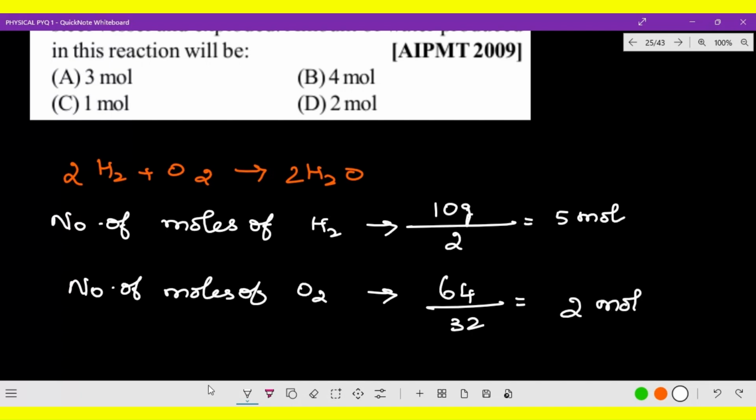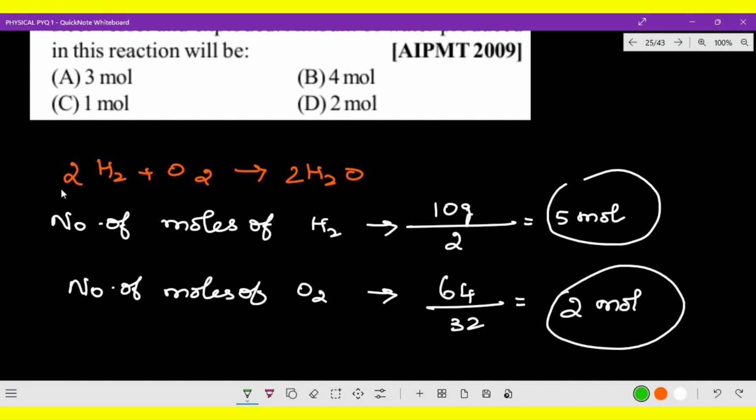So now this is actually 5 moles of hydrogen combined with 2 moles of oxygen. What is the equation here? 2 moles of hydrogen reacts with 1 mole of oxygen. It gives 2 moles of water. But here, what is the point they have given? 5 moles of hydrogen and 2 moles of oxygen.